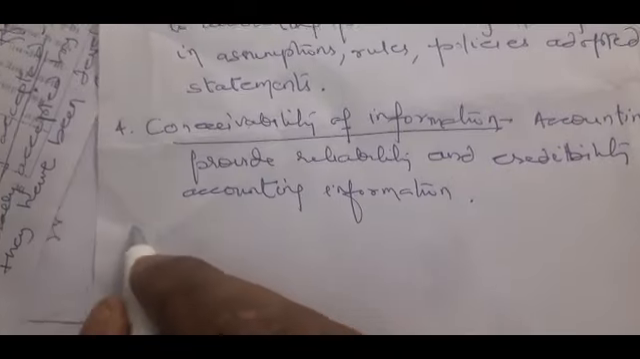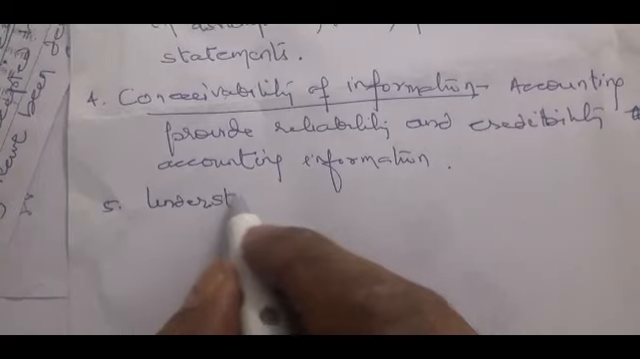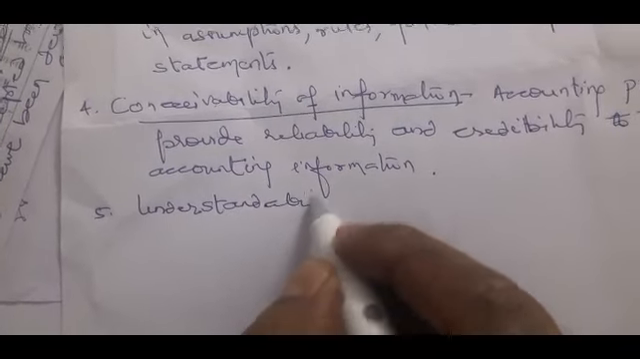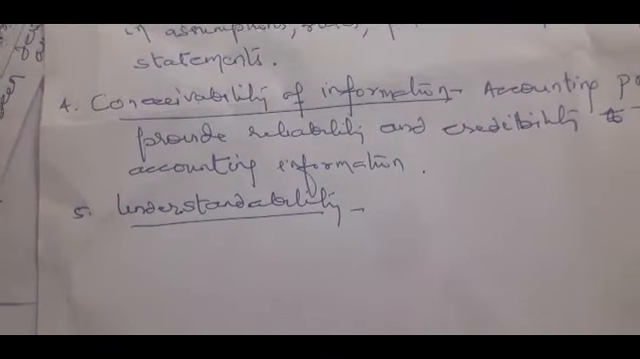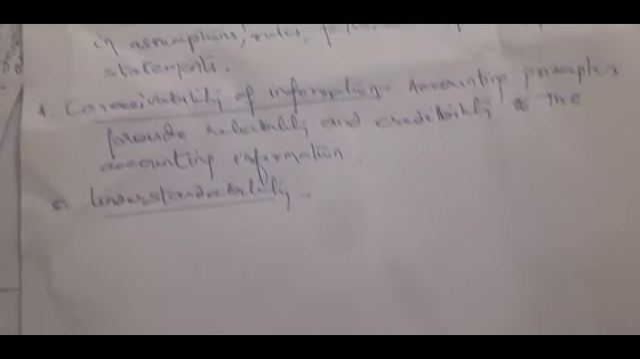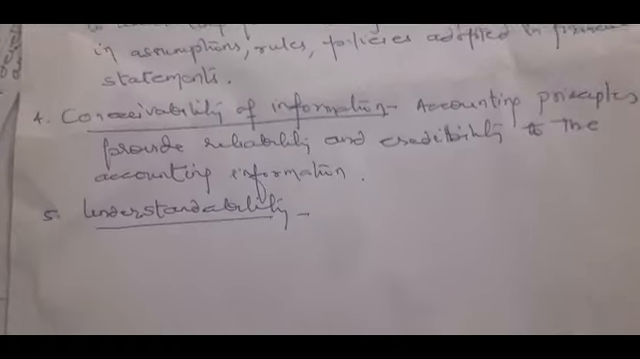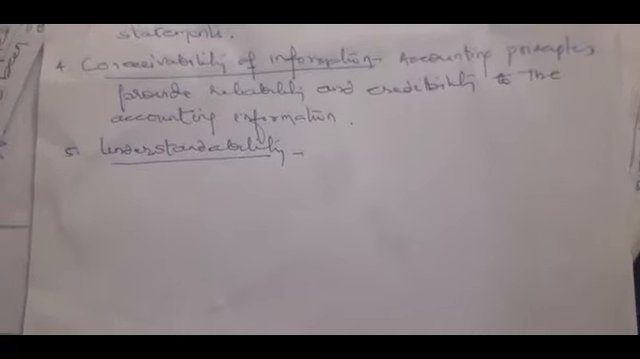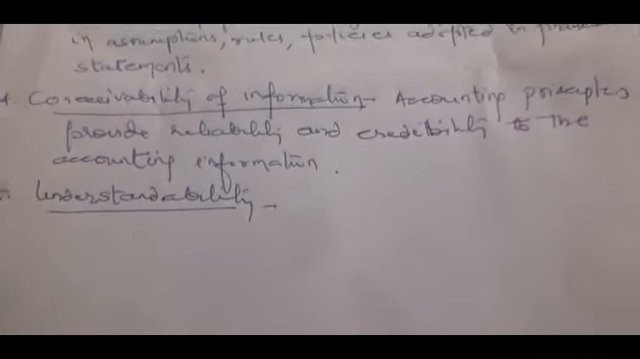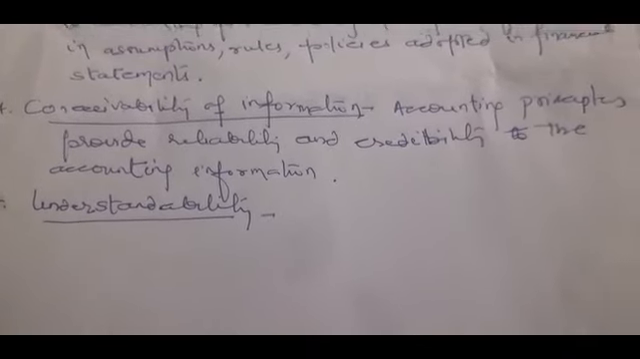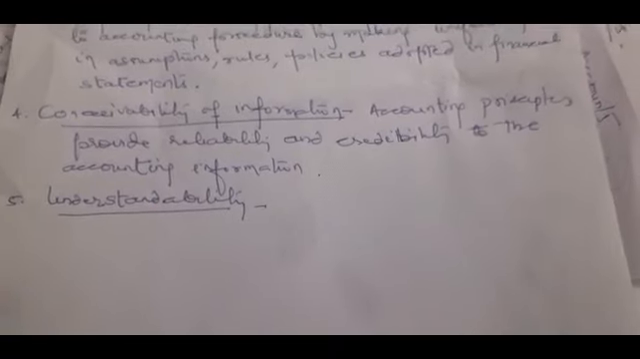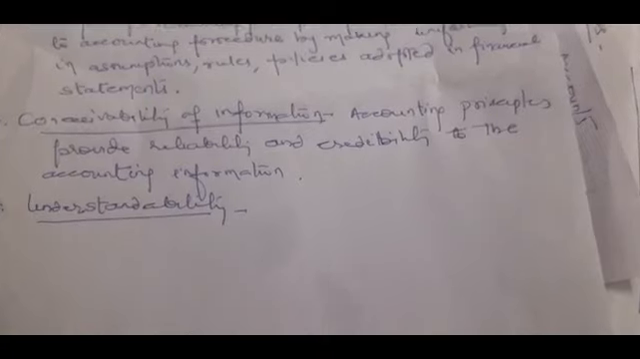Number 5 is understandability. As we know, all the accounting principles have a general acceptability and they are prepared on the basis of a lot of experience and practical work. So accounting principles give the books of accounts understandability. The principles of accounting are used widely by the accountants, and all the accounting work is done on the basis of these principles.